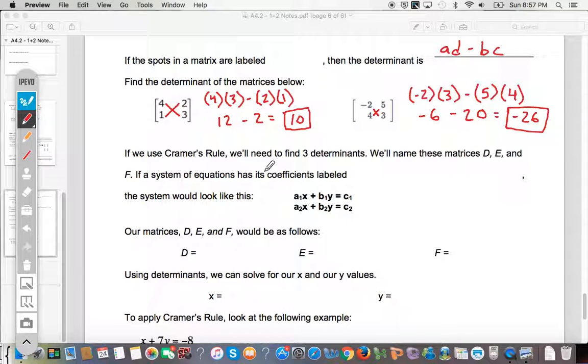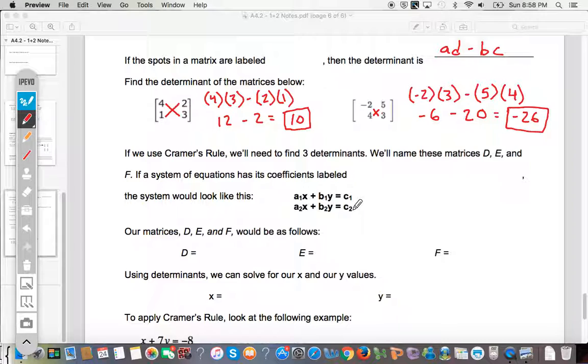Okay? So, if we use Cramer's rule, we'll need to find 3 determinants. We'll name these matrices D, E, and F. So if we had just a generic system of equations, okay, we would have A1x plus B1y equals C1, and A2x plus B2y equals C2. So what this just means, okay, we have our variables, our x's right here, our y's right here, and we have A1, B1, C1, A2, B2, C2. A1 and B1 and A2 and B2, those are just coefficients. So these are just numbers. C1 and C2, they are also just numbers.